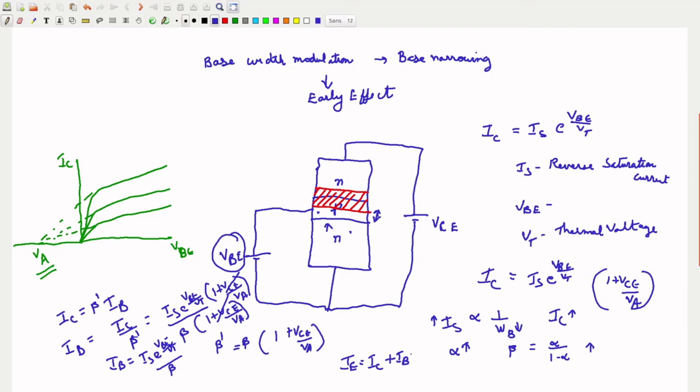You have to keep in mind that the terms base width modulation, base narrowing, or early effect indicate the same concept, which is the reduction in base width due to the applied reverse voltage at the collector base junction.